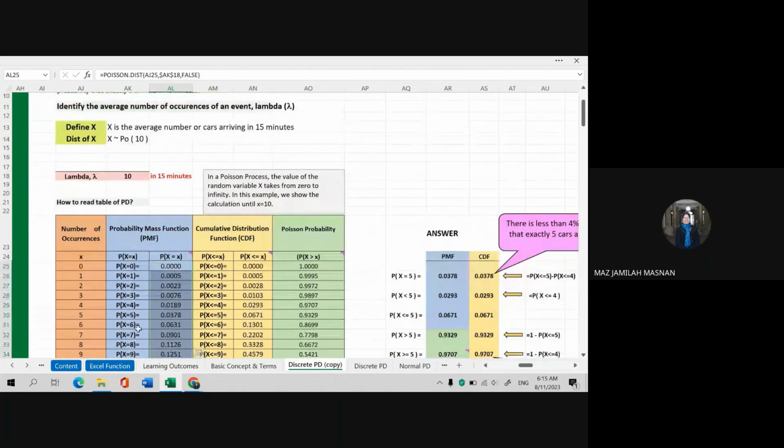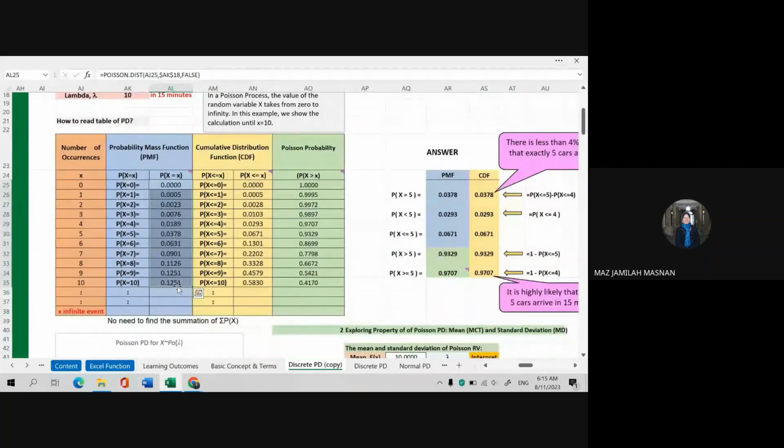You can stop at 5, but in this case, I just want to show you that we can stop at 10 number of success. Okay, how to find this value? As usual, we are looking for the PMF. So it will be the exact value of X that we are looking for.